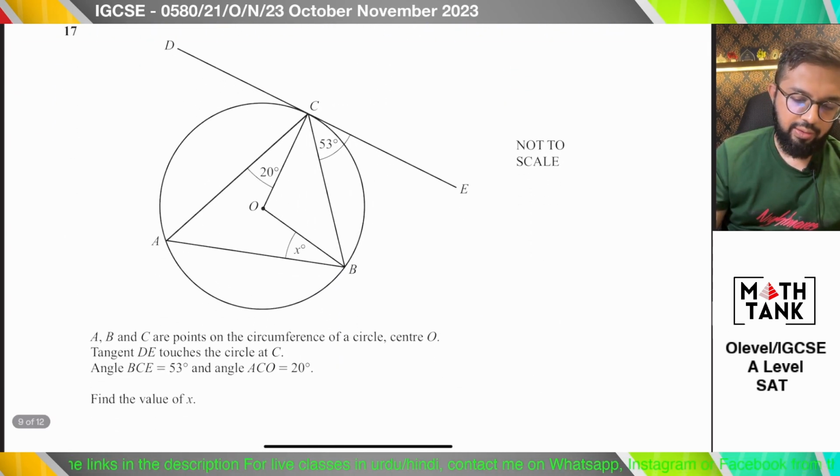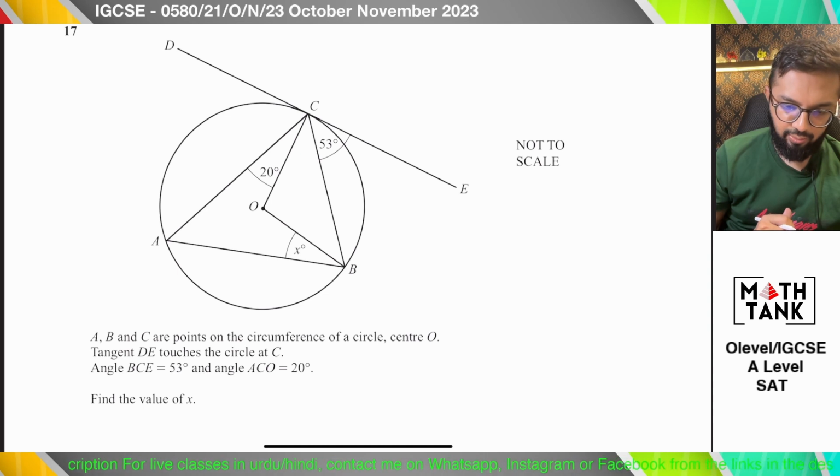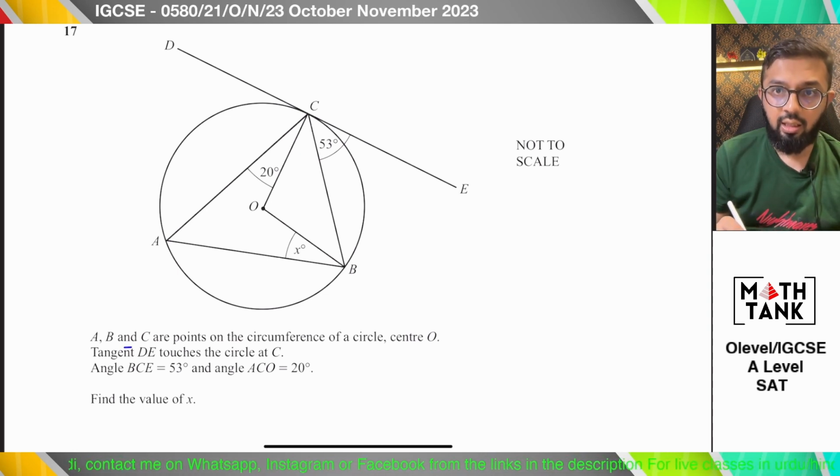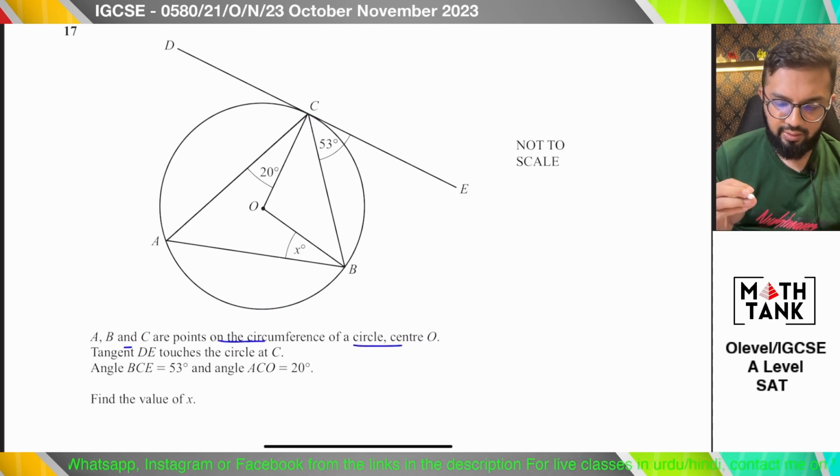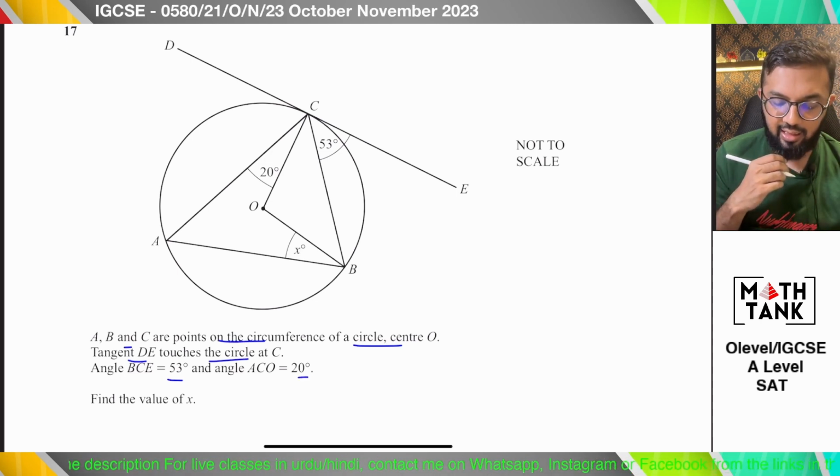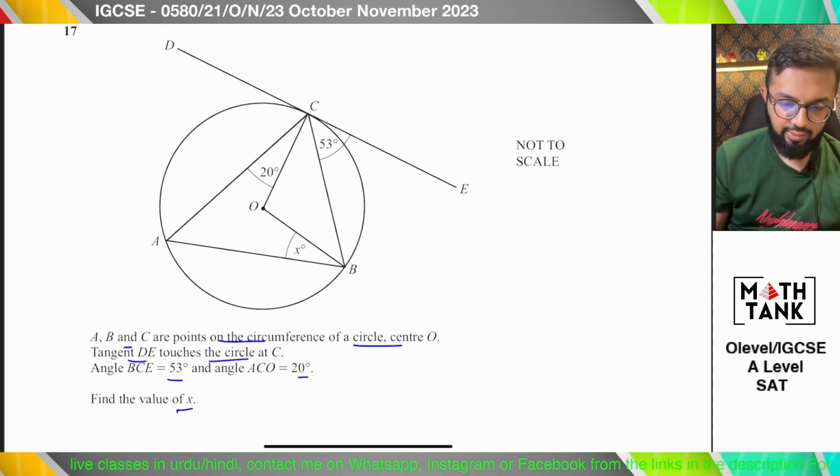Moving on to question number 17. This is a question on circle properties, angle properties of circles. Basically, A, B, C, D, and E are on the circumference of a circle. Tangents DE touch the circle at C. Angle BCD is given, angle ACO is given. Find the value of x.